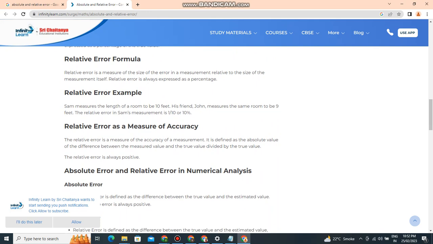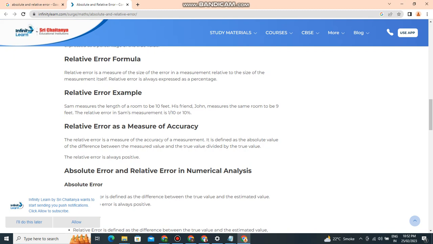Relative error formula is a measurement of the size of the error in a measurement relative to the size of the measurement itself. Relative error is always expressed as a percentage. Relative error example: Sam measures the length of a room to be 10 feet. His friend Johan measures the same room to be 9 feet. The relative error in Johan's measurement is 1 by 10, or 10%.